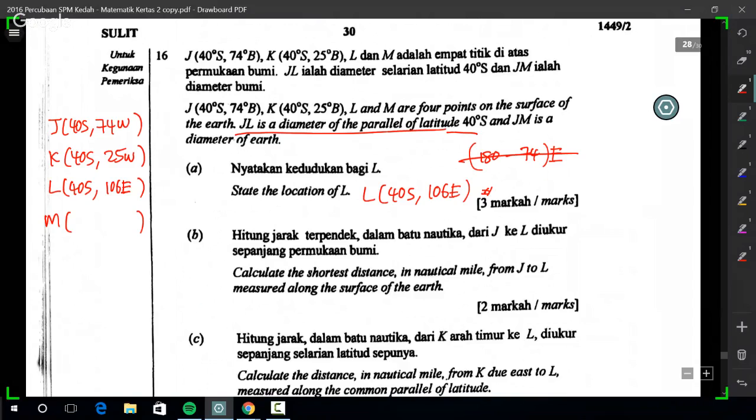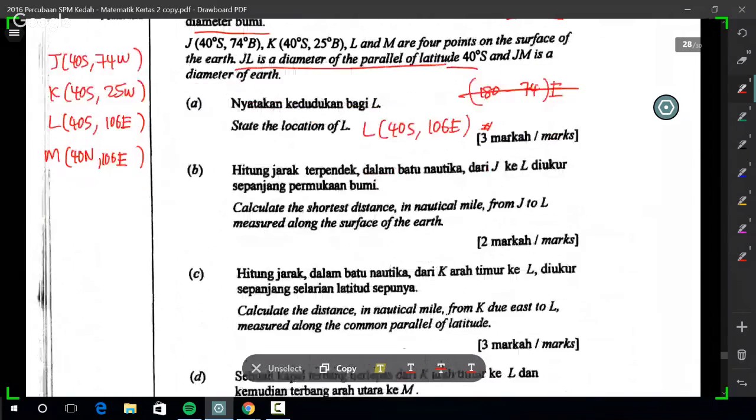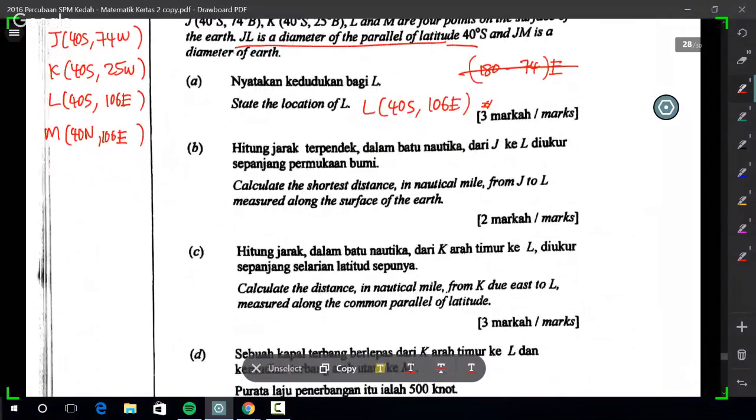All right, then the next one. We know JM is the diameter of the Earth. Diameter of the Earth means what? Both also need to change. That means if this is 40S, you copy the 40, but you don't copy the S, change into N. And then the diameter thing is the same. Still 180 minus 74, you get 106. If this is west, change to east. If the one is east, change to west. All right, now I got all the things already. I go to the second part.